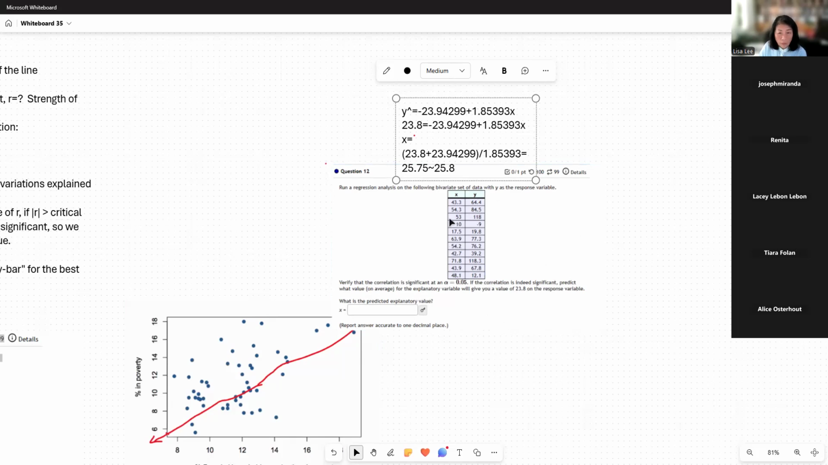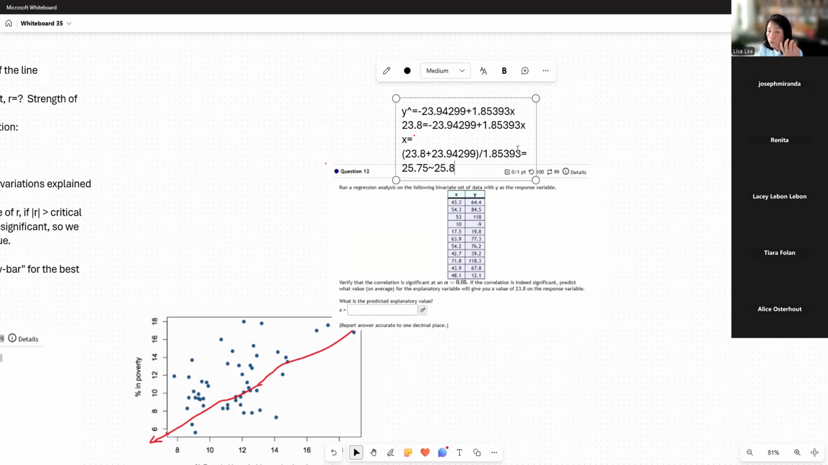If we input the data correctly and didn't make a mistake, this is supposed to be the correct answer. The key is that this problem gives you the y first. After you find the linear regression, y equals a plus bx, replace a and b, then replace y by the number they give us, 23.8, and solve for x.